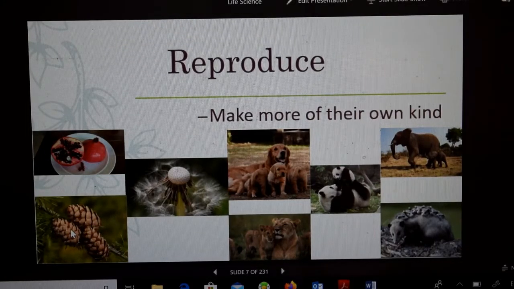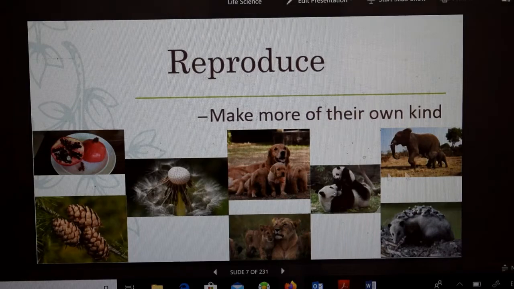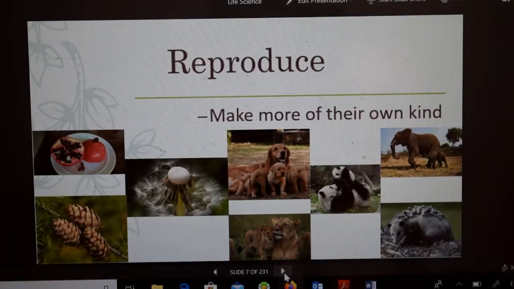So here, a pine cone isn't a seed, but it has seeds in it. So how does a pine tree reproduce? It uses its pine cones. And this fruit here, it has seeds there. And this dandelion has all these little seeds here. And of course, here's a dog with a puppy and all those. Those are ways animals reproduce.